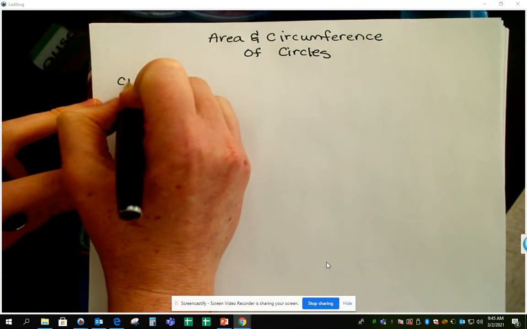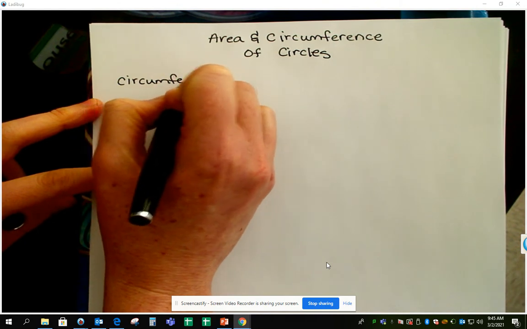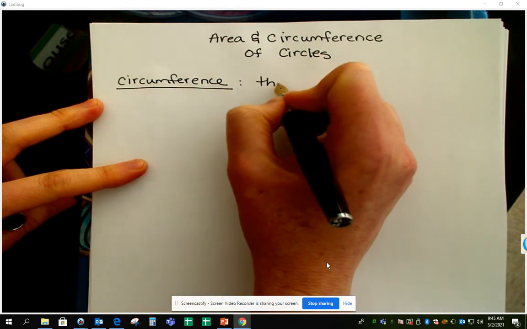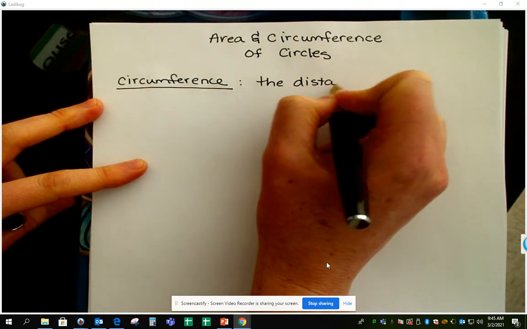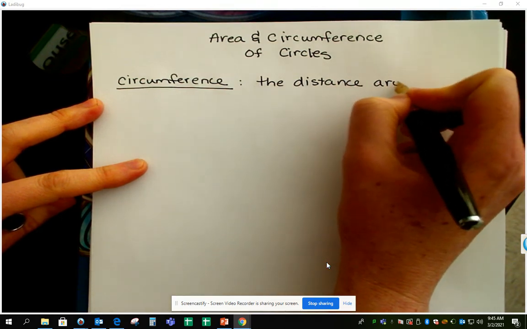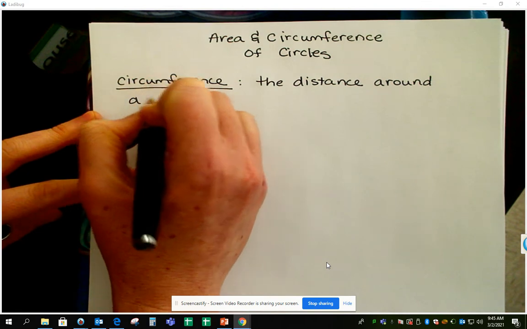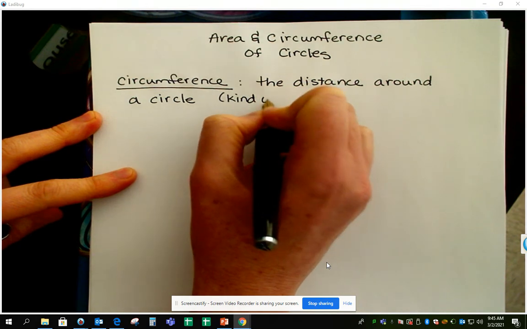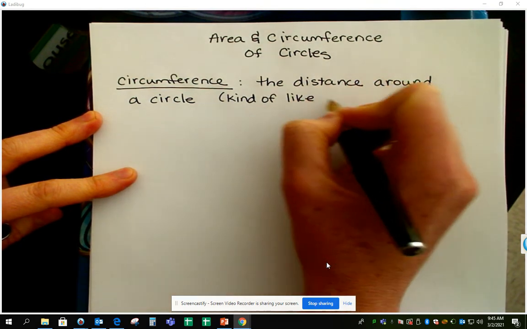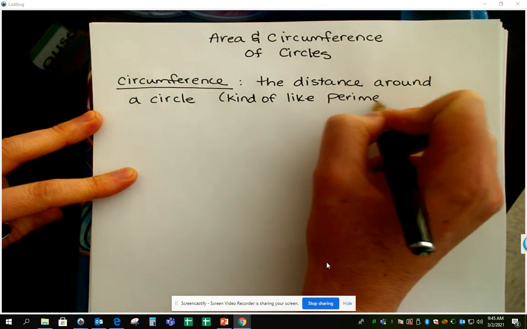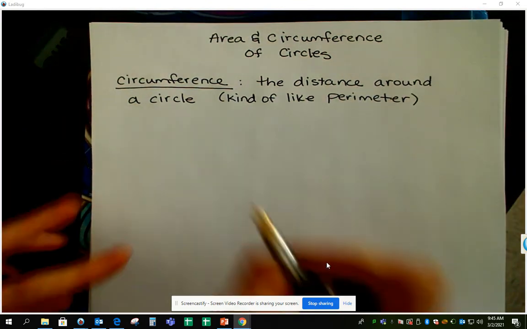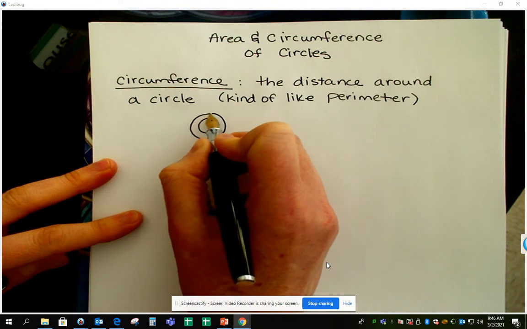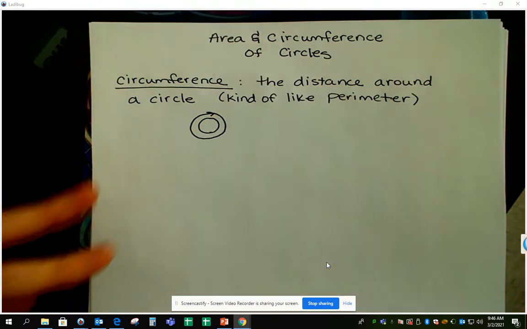So circumference is the distance around a circle. Kind of like perimeter. So think of it like perimeter. But we don't call it perimeter with the circle, we call it circumference. So think about you've got your circle here, and if you go from this point all the way around, measuring that distance around, that's your circumference.